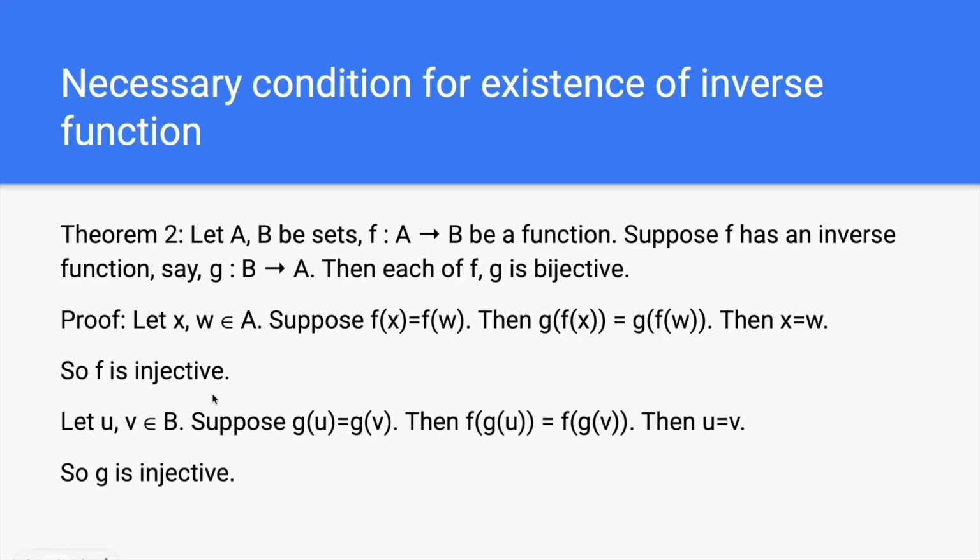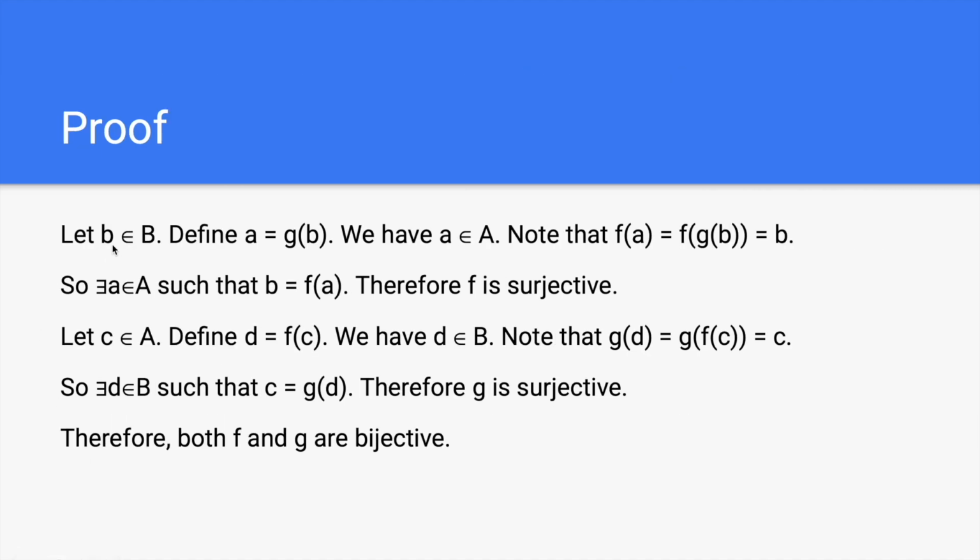So f is injective. Let u, v belong to B. Suppose g of u is equal to g of v, then f of g of u is equal to f of g of v, then u is equal to v. So g is injective. So we have to show f and g are surjective, and we will do that in the next page.